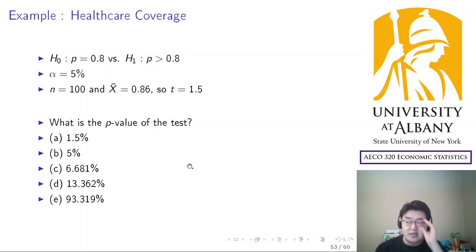Hey, this is the last video of this lecture. So the p-value, when you have t-statistic 1.5, what is the p-value? Remember, we are doing an upper tail test. We are looking only at the upper tail, whether it is greater than 0.8 or not. So the p-value must be calculated only on the upper tail.